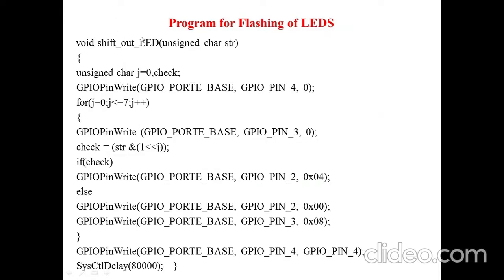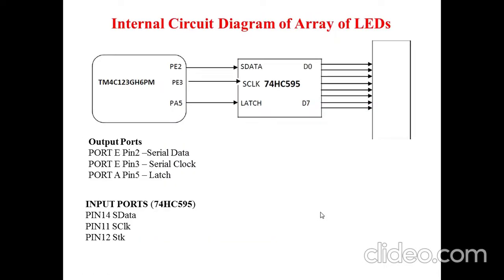Next, I'm going to move the values for PE2 and PE3. Why do I have to move the values for PE2 and PE3? As per the circuit diagram, PE2 means serial data. When you enable PE2, that is PE2 equal to 1, the data will pass into D0 to D7. When you enable PE3, the clock will carry the data. You know the procedure of a shift register: the clock carries the data. So I'm going to enable PE3 and PE2.